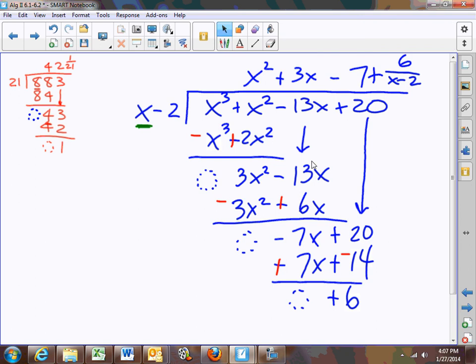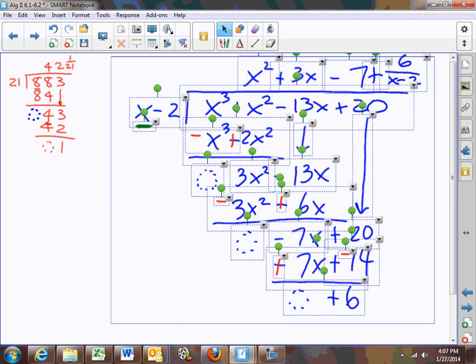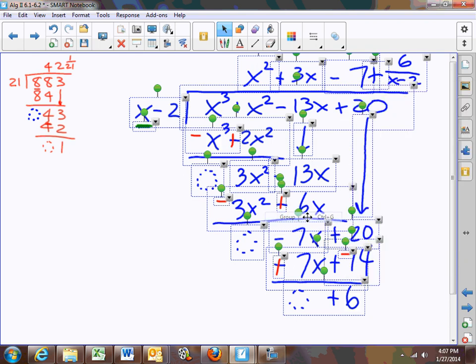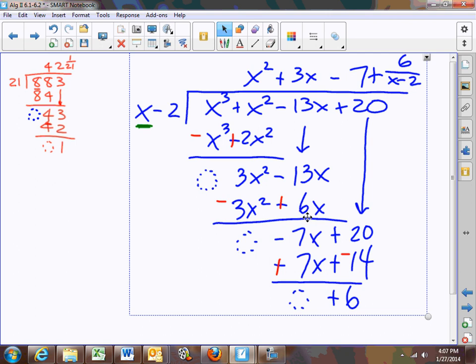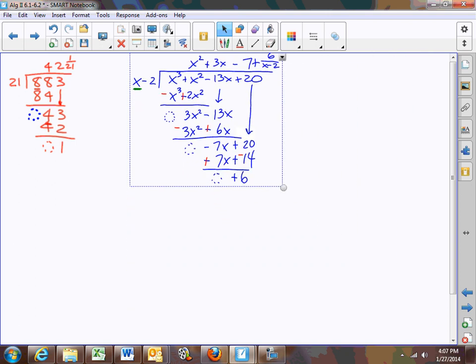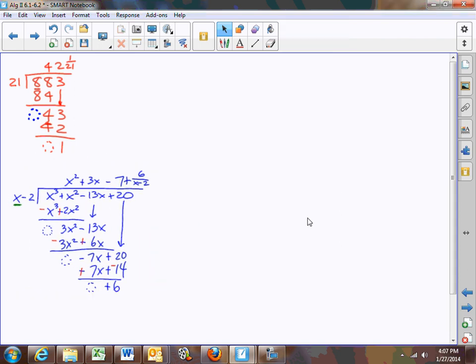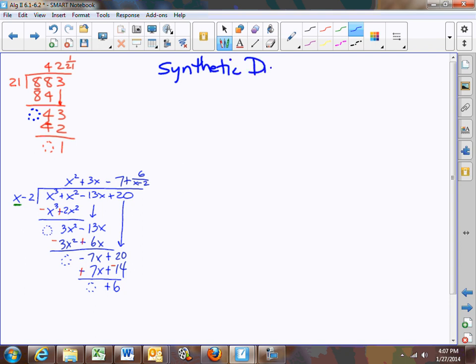Now, the last thing we want to handle is synthetic division. Now what I'm going to do, I think I've got everything here, is I'm going to make this smaller and put it over on the side. And we're going to go ahead and do this problem again, but this time we're going to do synthetic division with it. Okay, now synthetic division is, let me just write this, synthetic division.